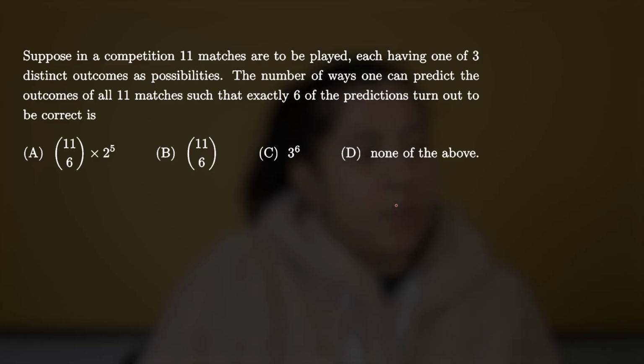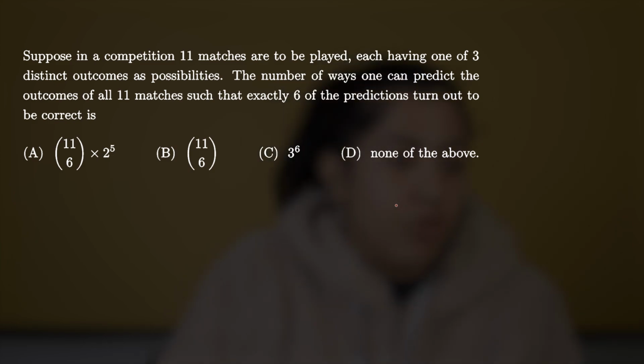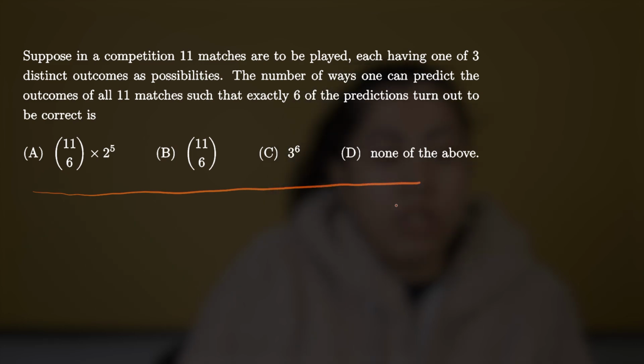Let's learn this concept through a question from the ISI MStat sample paper. In this question, it is given that a competition is taking place with 11 matches to be played, each having 3 distinct outcomes. It can be winning, losing, and draw, or any other possibility. The number of ways one can predict the outcomes of all 11 matches such that exactly 6 of the predictions turn out to be correct. Okay, before we solve this question, let's understand how binomial distribution can help us.